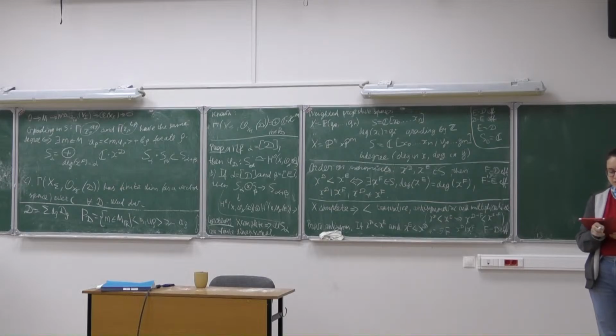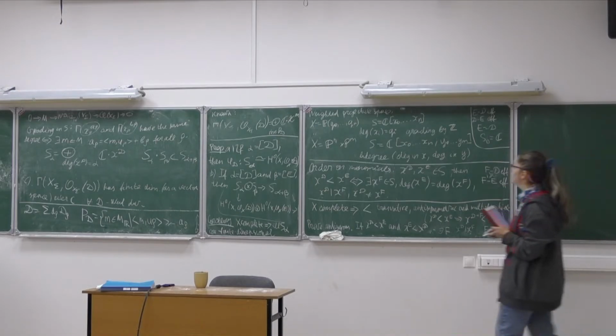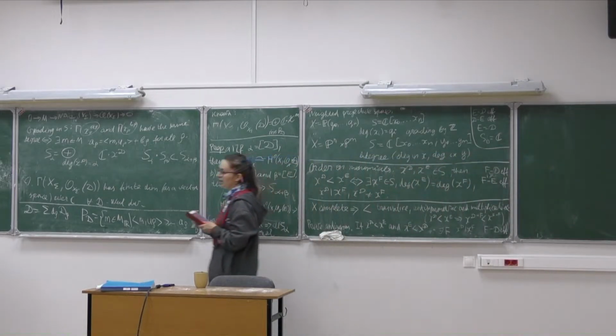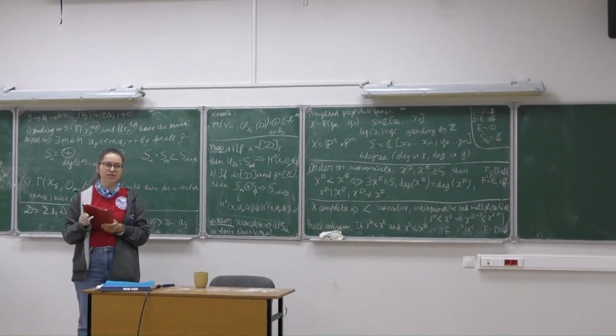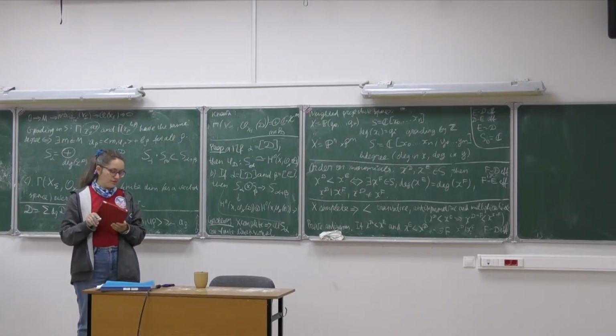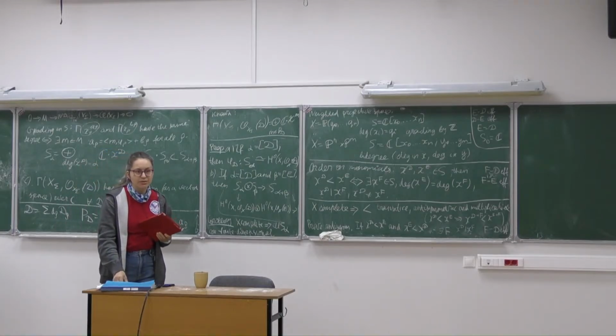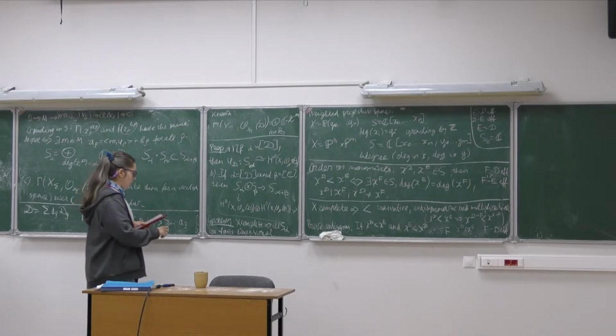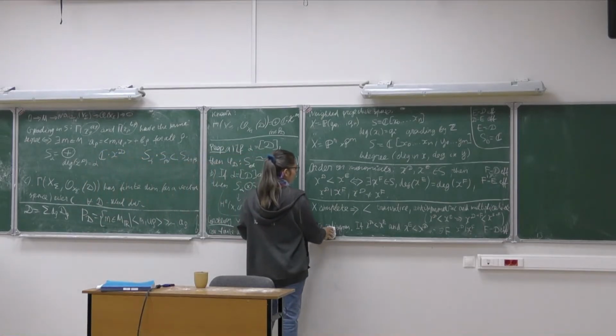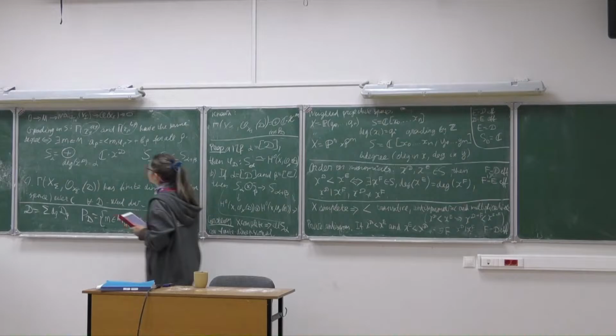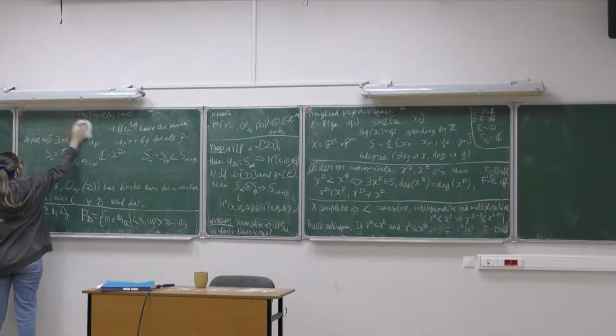Okay, till the moment we used only the rays of our fan. We didn't use the structure of the fan. It is quite strange. If we want to construct something interesting which would be an invariant of our toric variety, we need to use some more information. And now I'm going to define this: the irrelevant ideal.